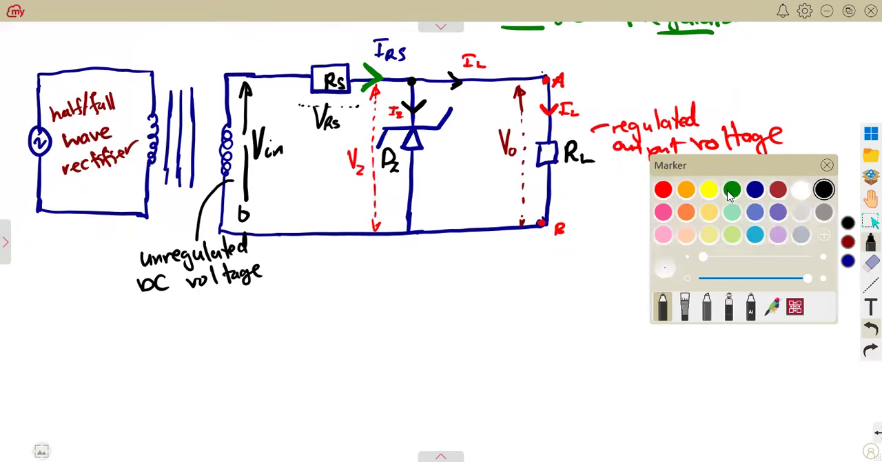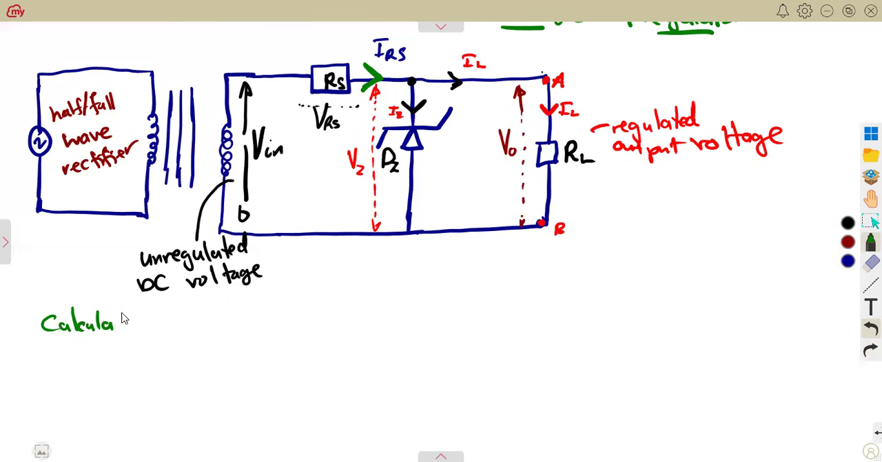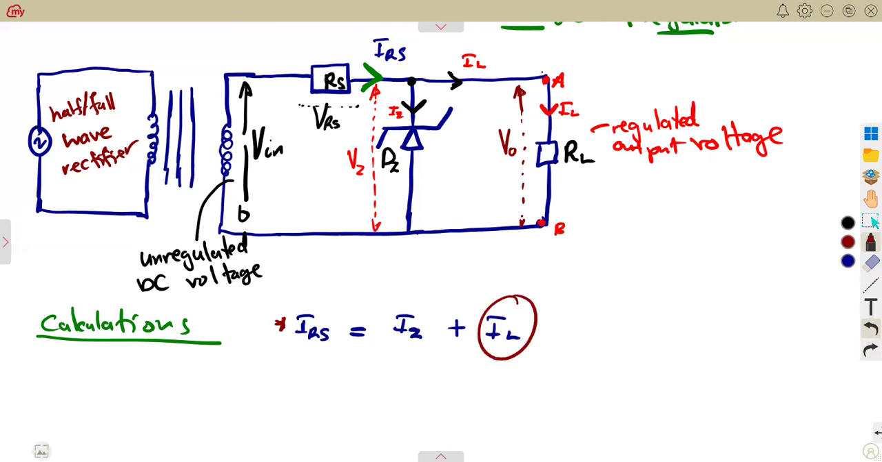Okay, let us just have our calculations and see how it is going to be. On our calculations, considering these currents, we can see from our Kirchhoff's law that at the supply, IRS, the current across the series resistor, is going to be equal to the sum of these two. It is the one that is supplying the current across the Zener and also the current across the load resistor. So that means the series current through R, the current through the series resistor, is going to be the sum. Whatever you want, you can make the subject, depending on the question.